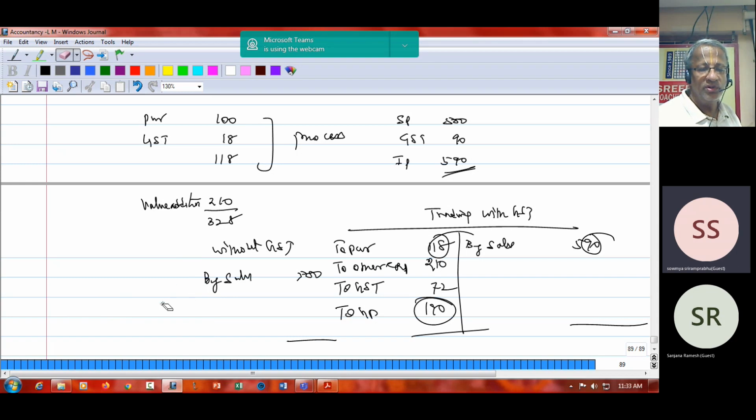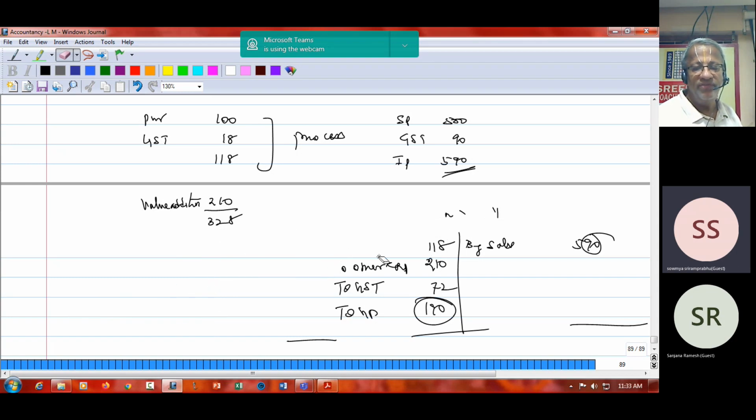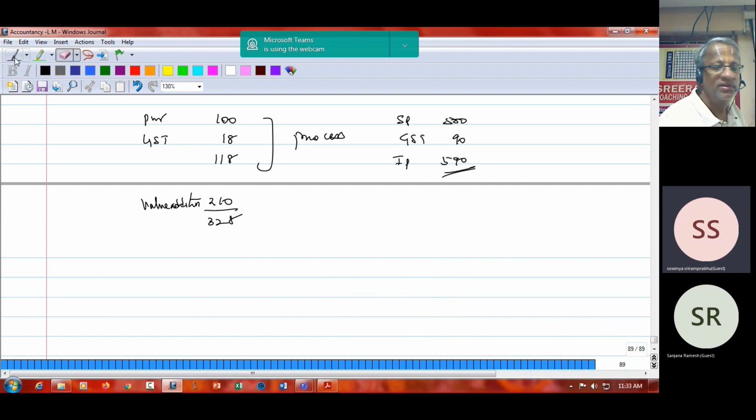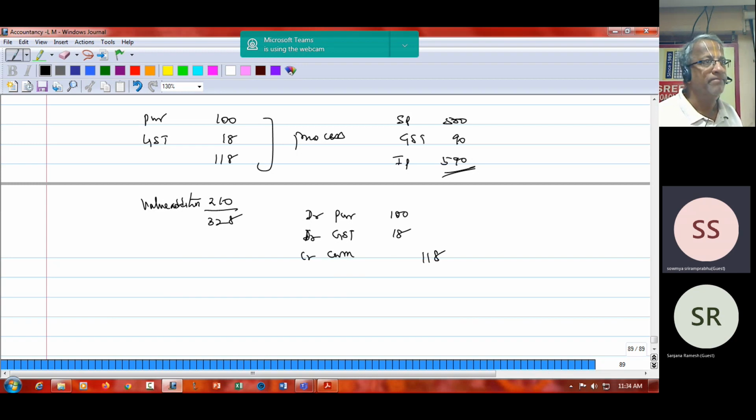Now all of you closely follow. If I am a trader, what is the entry I am expected to pass? Manufacturer, not trader. Debit purchases 100, then debit GST 18, credit cash 118. Correct? Yes or no? These journals are in the books of the manufacturer. Correct? Say yes or no. Are you feeling confident or not confident?